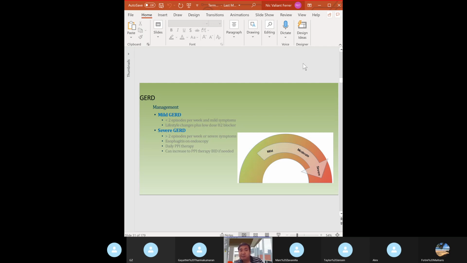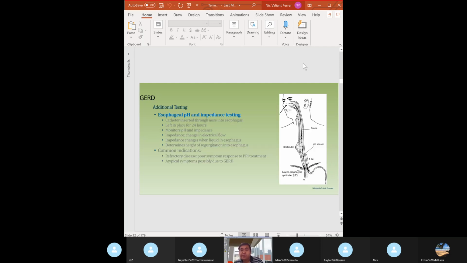Management of mild GERD: lifestyle changes plus low dose H2 blockers. If it's very severe, you can give daily PPI therapy. What's additional testing for GERD? Esophageal pH and impedance testing, rarely done.